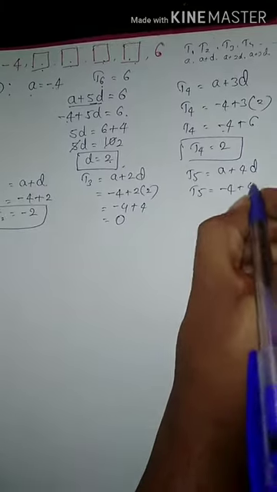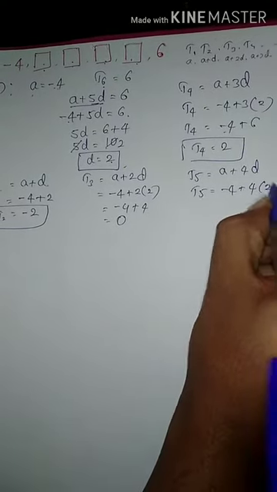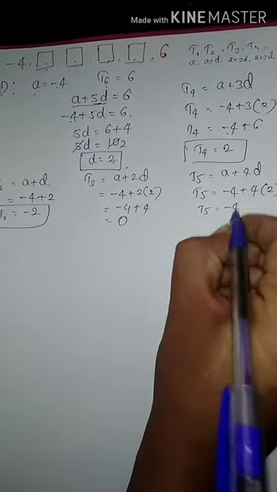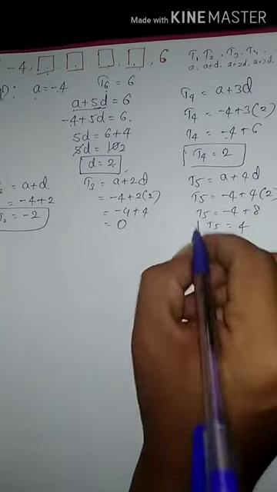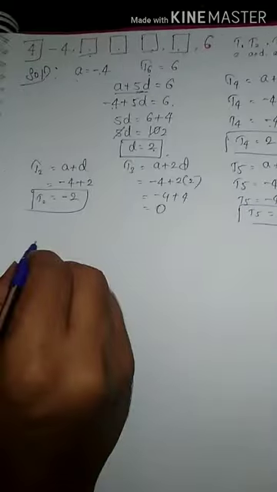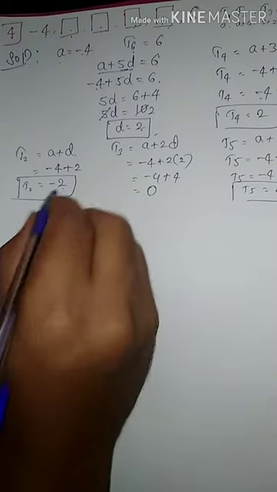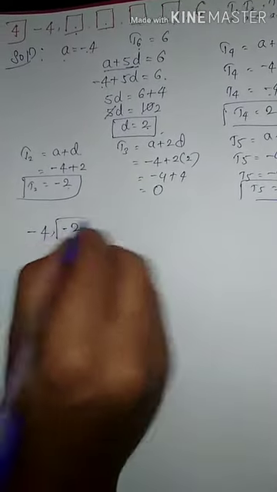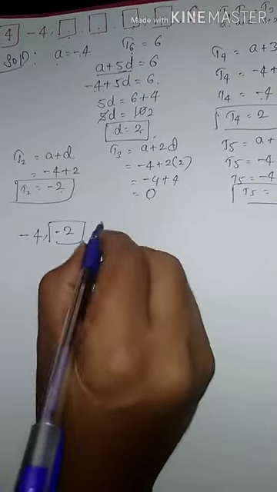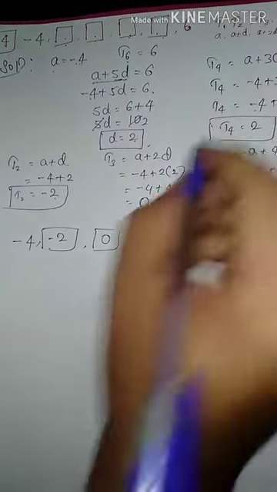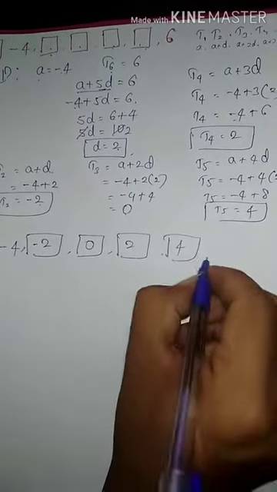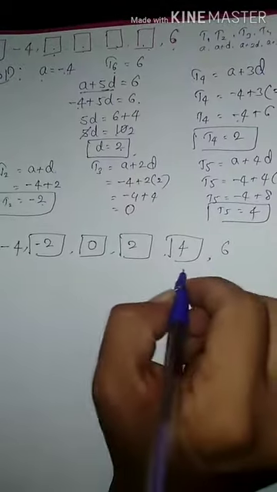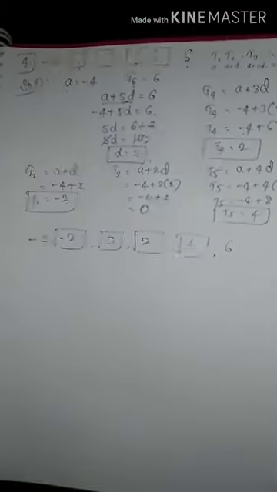T5 is equal to A value is minus 4 plus 4 into D value is 2. So T5 is equal to minus 4 plus 4 2s are 8. T5 is equal to plus 4. Therefore, the missing terms are minus 4 and T2 is minus 2 and T3 is 0 and T4 is 2 and T5 is 4 and last term they are given, that is 6. So this is your answer.